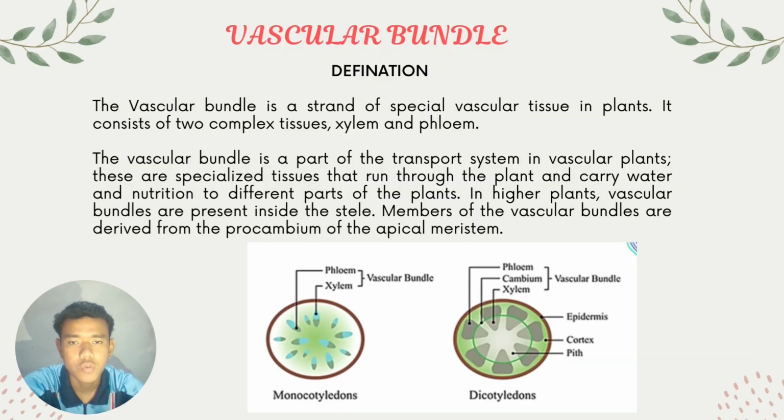So now, we're going to go through the vascular bundle. A vascular bundle is a strand of special vascular tissue in plants. It consists of two complex tissues, xylem and phloem. The vascular bundle is a part of the transport system in vascular plants. These are specialized tissues that run through the plant and carry water and nutrition to different parts of the plant.